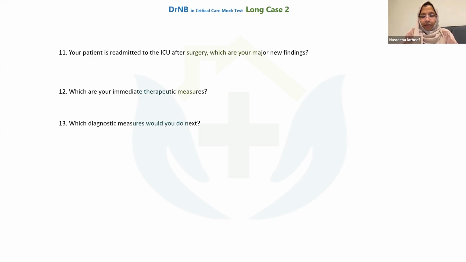If there are features of infection, then we will have to send sputum analysis by a bronchoalveolar lavage. If the bronchoalveolar lavage gram stain is showing organism, it is considered as VAP. Okay. So you would like to do any invasive, non-invasive diagnostic test to diagnose this clinical condition?